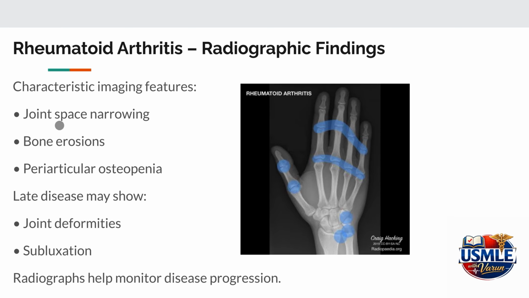Imaging plays an important role in monitoring rheumatoid arthritis. Typical radiographic findings include joint space narrowing, marginal bone erosions, and periarticular osteopenia. In advanced disease, imaging may reveal joint deformities, subluxation, and ankylosis. These changes occur due to chronic inflammation and pannus formation.